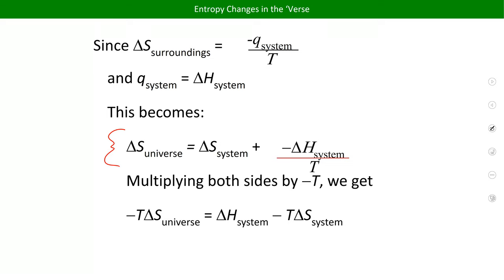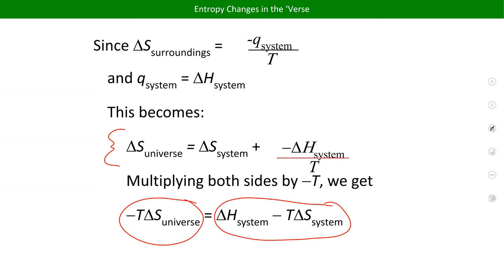So this is really, really useful because this is the term that determines whether or not a reaction is spontaneous, right? As long as delta S of the universe is positive, the reaction is spontaneous. And we've redefined that so that everything is just in terms of the system. The surroundings don't matter because the system is what dictates what happens to the surroundings.